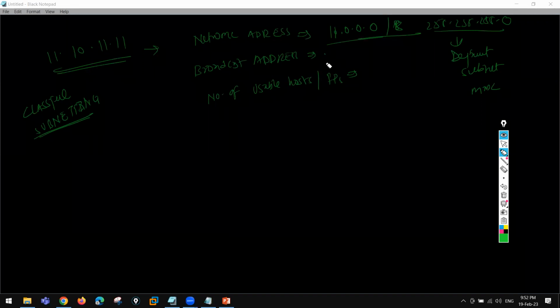And then what is the broadcast address? 11.255.255.255, all the host bits are 1. So this is the broadcast address, and then 2 to the power 24 minus 2 would be your usable IPs. Why do we call it the default subnet mask? Because in class A, we know that 8 bits are network bits. We are not borrowing or giving anywhere, so this is the default setting of class A. That is why we call it the default subnet mask. You can do all this calculation yourself for class B or class C.